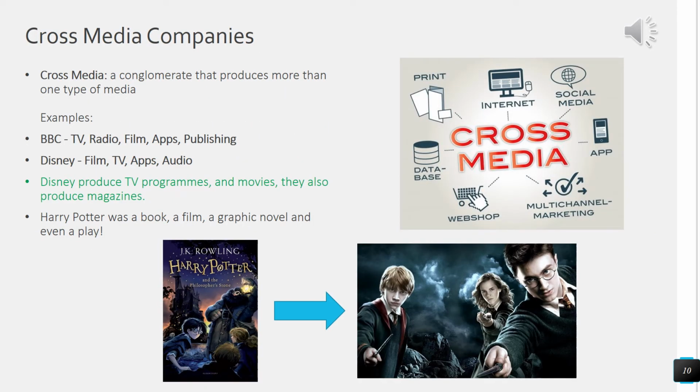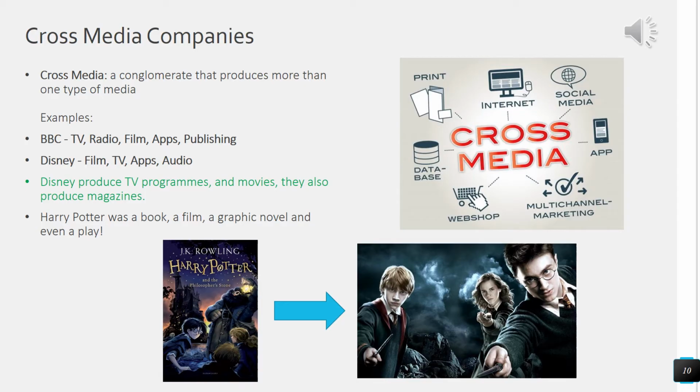Sometimes the exam board refers to something called cross-media companies. So this is generally a conglomerate that produces more than one type of media. So we've just mentioned the BBC. Examples of that is that they have their own TV station, obviously. They've got BBC Radio. They also make specialist movies for their channel. They also make apps, so you can download the BBC app. And they also publish magazines and things like that.